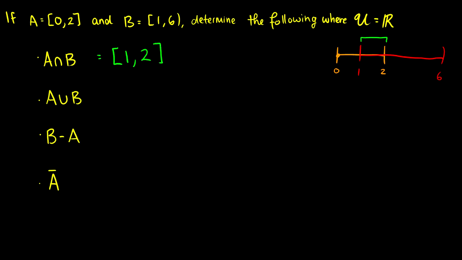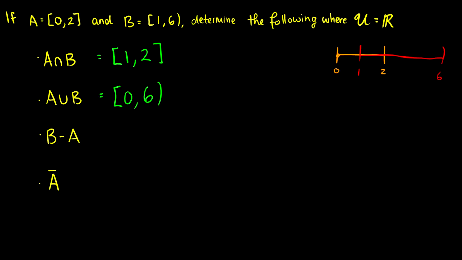So we can see that if x is in A and x is in B, then x is going to be in A intersection B. So we have that overlap there. For A union B, we want to take a look at the whole thing here. So we have from 0 all the way up to 6, but not including it. So A union B is the entire span of both sets.